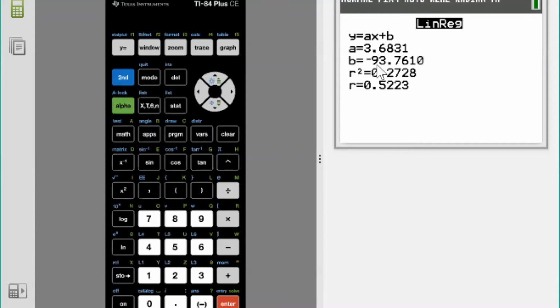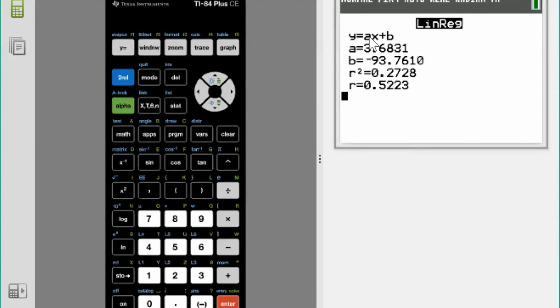Then the value of b is negative, so it will be minus 93.7610. So that is the equation of line of regression. It is y equal to ax plus b: plug in the value of a here, plug in the value of b, and write it down.